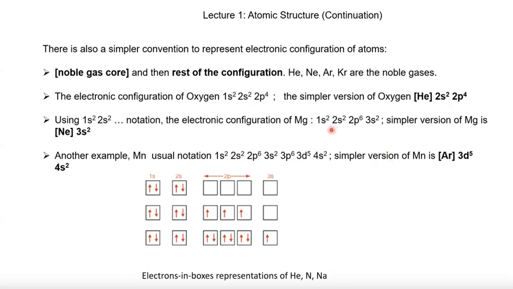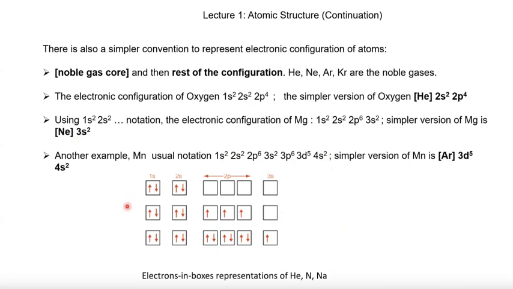Similarly, if we go for magnesium, 1s2, 2s2, 2p6. And this is the electronic configuration of neon, a noble gas. So we write the electronic configuration of neon and then the rest of the electrons, 3s2. This is how we go for it. And for this one also, this.